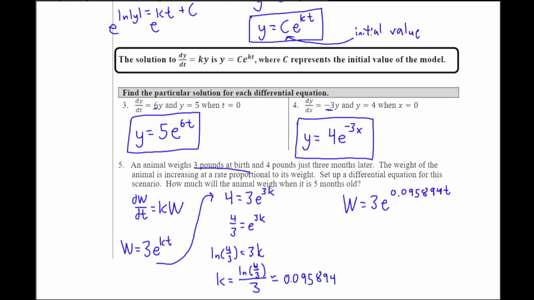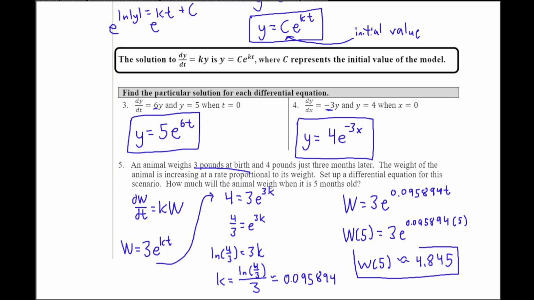So to find how much the animal will weigh when it's 5 months old, we just plug the 5 into our equation. So W of 5 is equal to 3e to the 0.095894 times 5. And then on the calculator, you get W of 5 is approximately 4.845. Make sure you do this on the calculator just to make sure you get the same answer. If something's off, please ask your teacher.